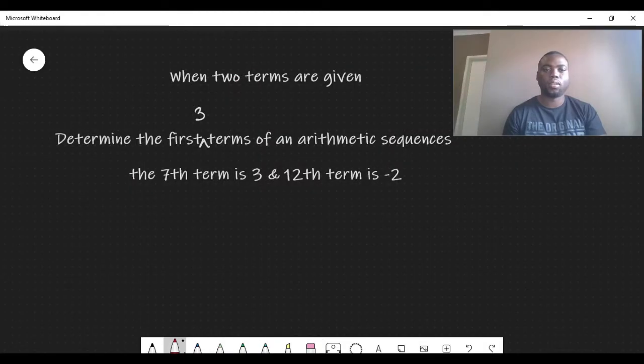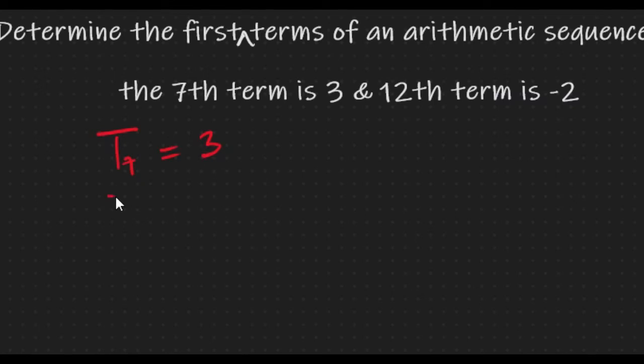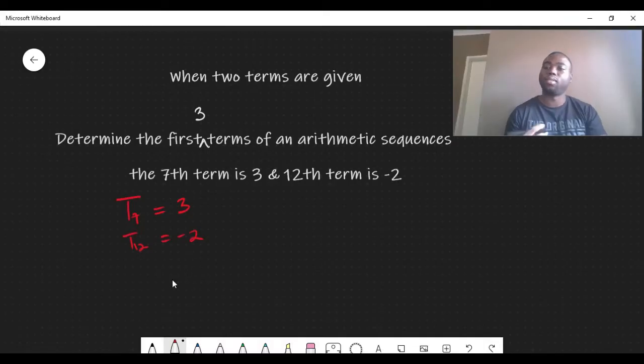And that's it. So this question says determine the first 3 terms of an arithmetic sequence. The 7th term is given as 3 and the 12th term is given as -2. The first thing I try as much as possible to do is to represent it in such a way that I write it like this. T7 is equal to 3 and T12 is equal to -2. This is the sort of question we're given.